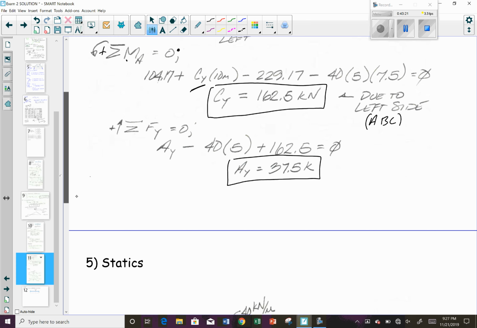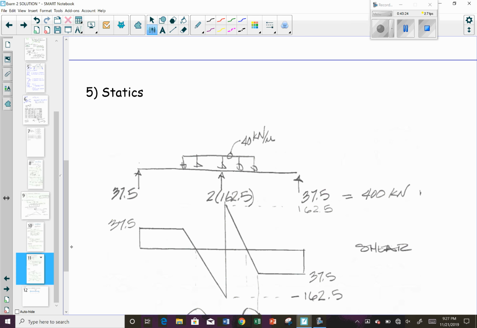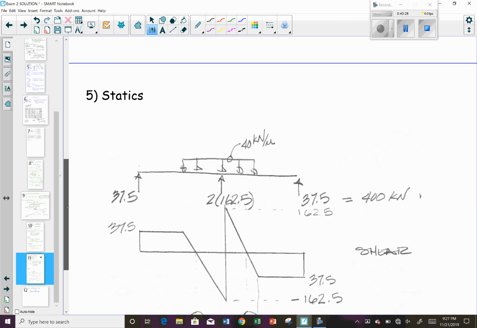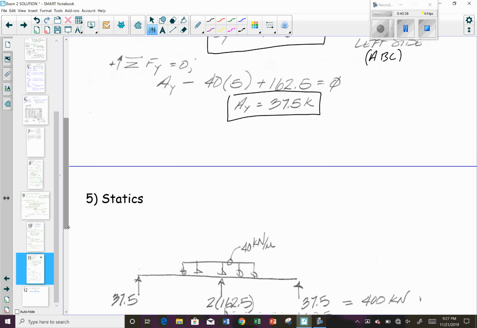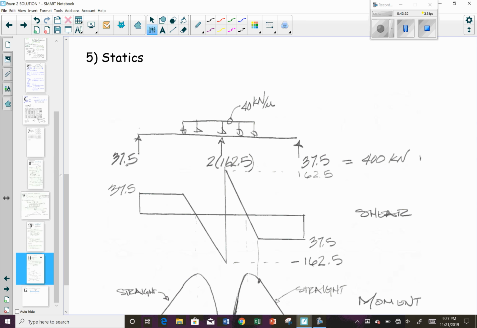And now we just take it and apply it in statics. AY we solved for 37.5. So let's go back and look at our drawing. Make it 37.5 kips going up. We've got 162.5 on this side from ABC, and 162.5 from CDE, so that means we've got 2 times that. And then on this side we've got 37.5 going up. Okay?